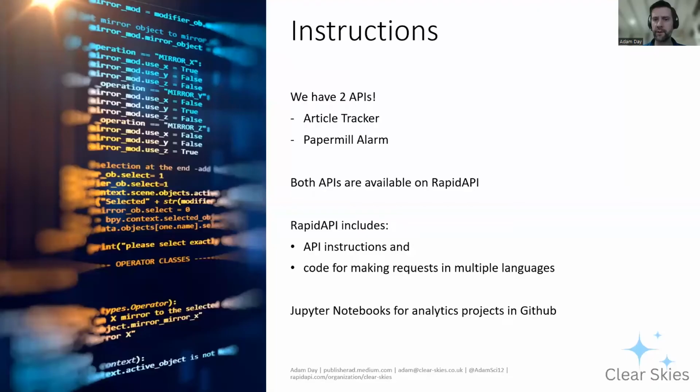Okay, so we got two APIs. Got the article tracker, we got the Papermill alarm. Both of those APIs are on Rapid API. So if you want to use them, you can just go to Rapid API, and Rapid API includes some instructions for how to use the APIs. It also includes code for making requests to those APIs in multiple languages. Whatever your preferred coding language is, there will be code in there already that you can just use.